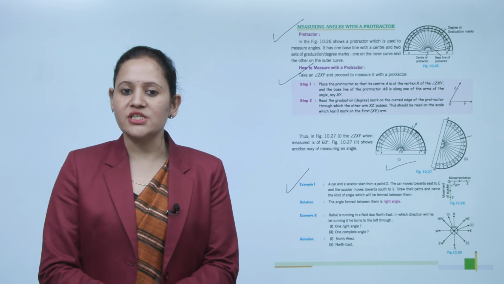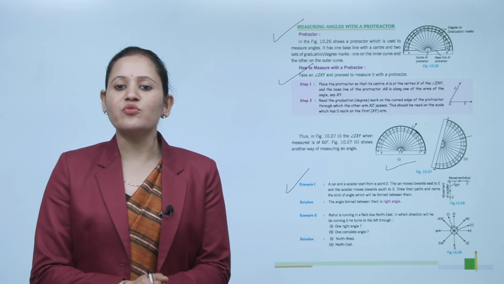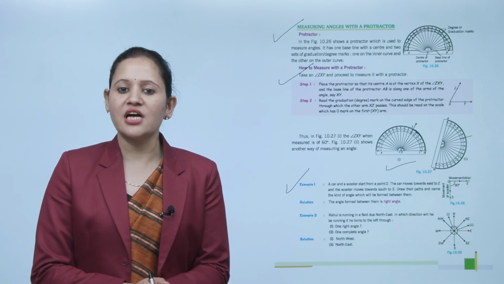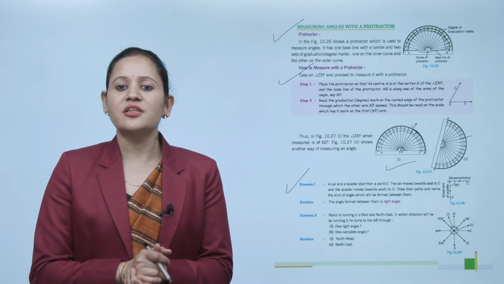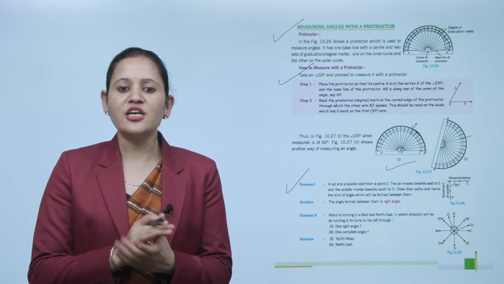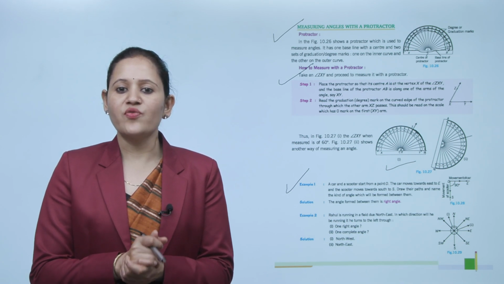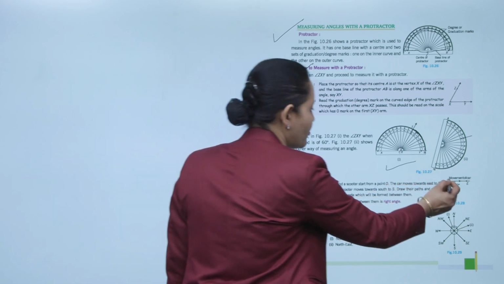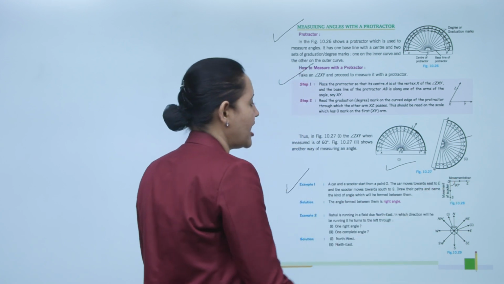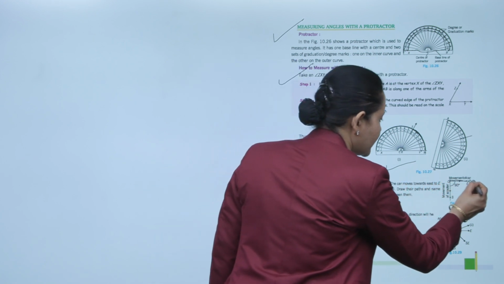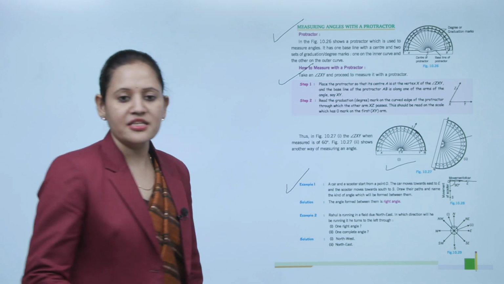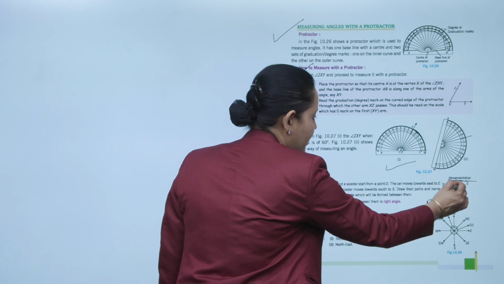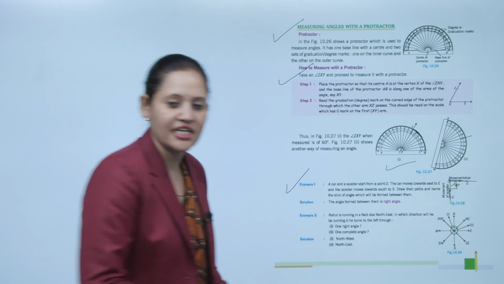A car and a scooter start from the point O. The car moves toward the east to E and the scooter moves toward the south to S. Draw the paths and name the kind of angle which is formed between them. So a car and scooter start from the point O and the car moves toward the east. So that means it is moving in this direction and the scooter moves south. So this angle is of 90 degrees, a right angle. Clear?